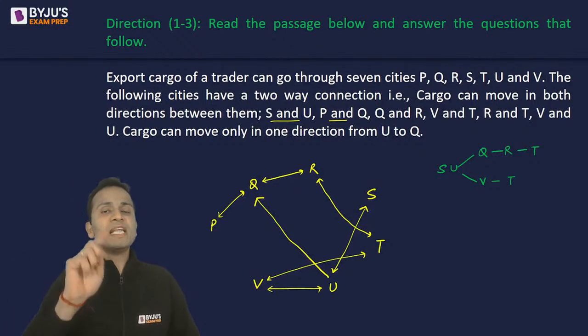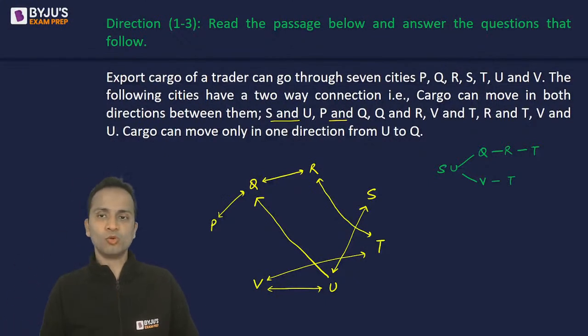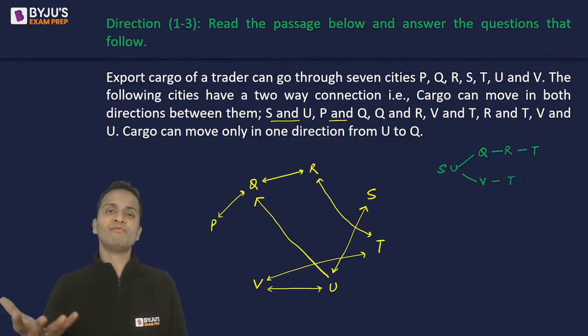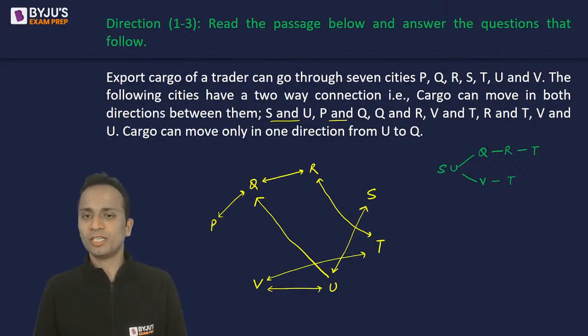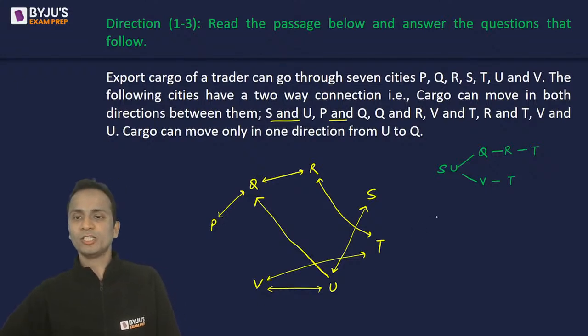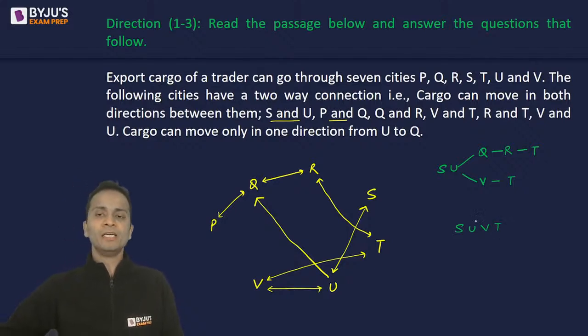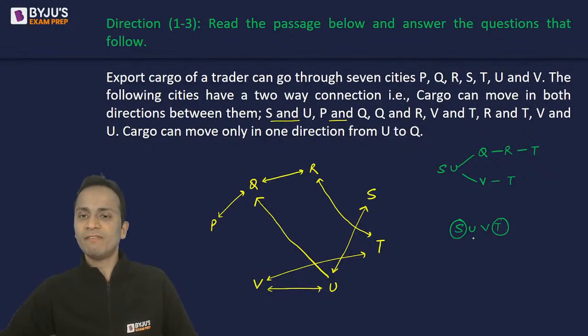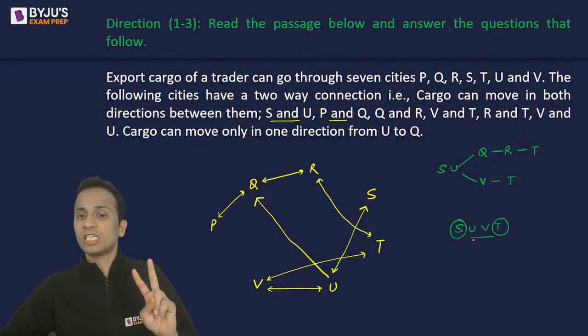Okay, so between S and T, there are two possible routes. Since there are only two possible routes, one of them will be the longest and one of them will be the shortest. I'll have to look at the shortest. So that is S, U, V and T. So excluding S and T, how many cities are traveled? There are two cities which are traveled, that is U and V.